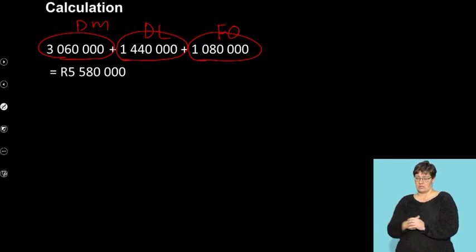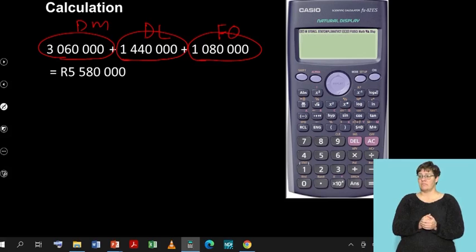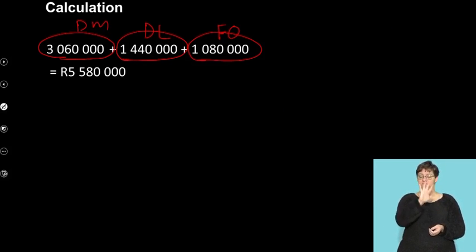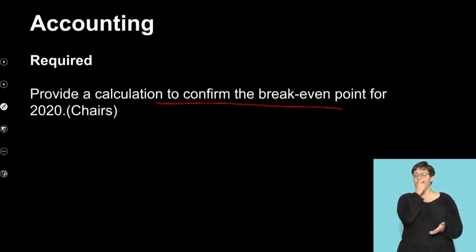If you now add the three components together, right, you have your 3,060,000 plus 1,440,000 plus 1,080,000. This will give you your total cost of production of 5,580,000. Okay, we have to do a calculation to confirm the break-even point.